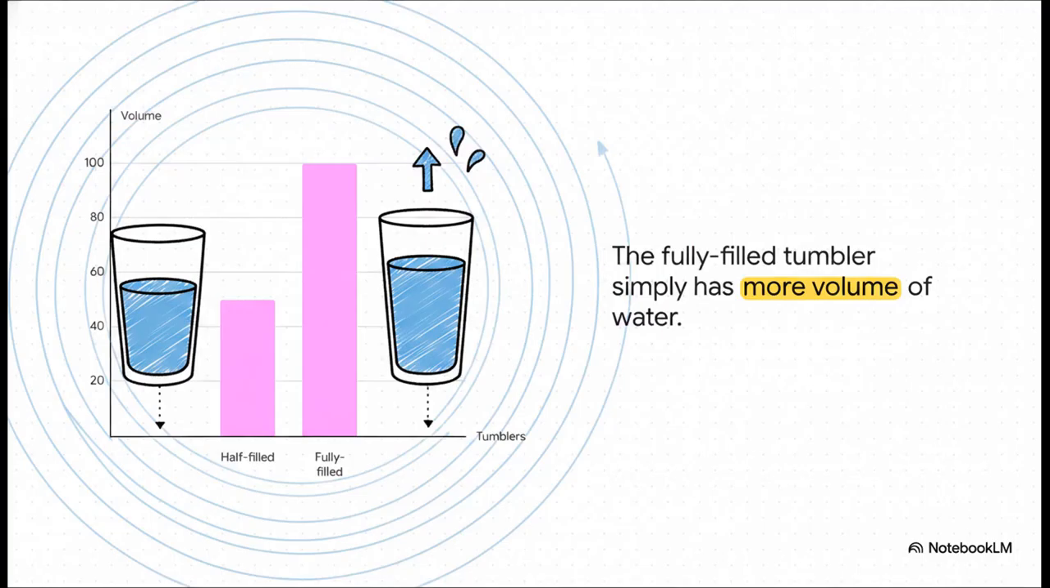And hey, speaking of volume, let's be crystal clear on what that actually means. If you take 2 identical tumblers, but pour just a little water in the first and fill the second one right up to the brim, what's the difference? It's the amount of space the water occupies. The space occupied by an object represents its volume. So the fully filled tumbler simply has more volume of water.